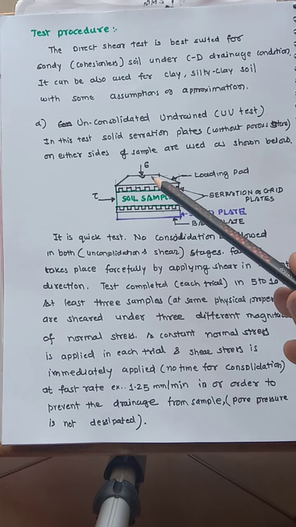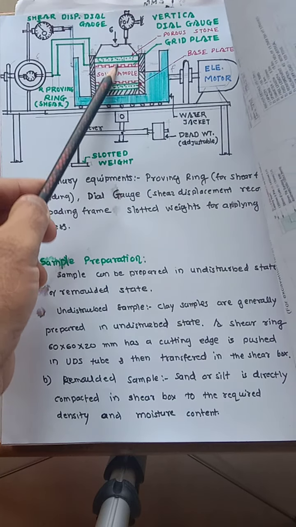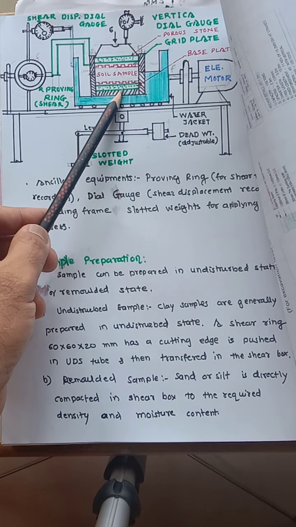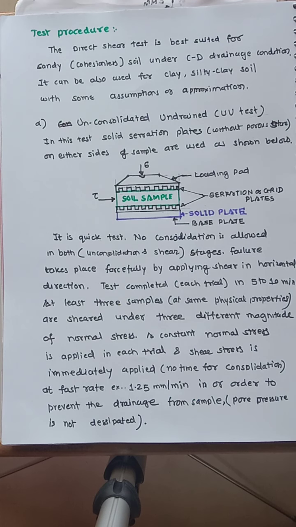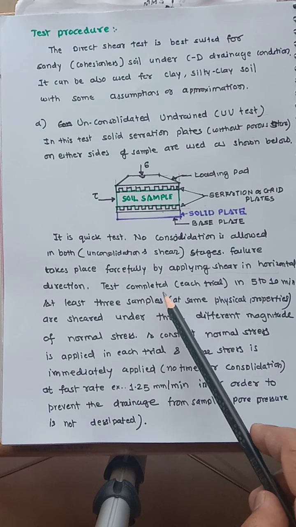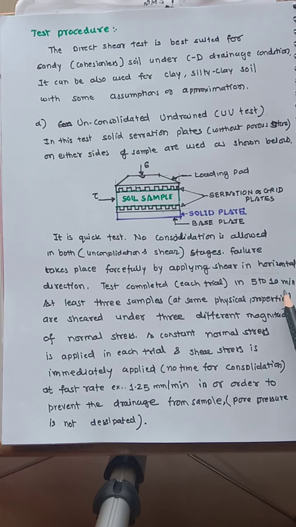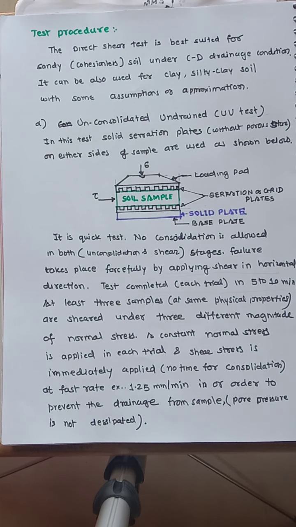Now first the normal stress is applied with the help of slotted weights placed here. As soon as it is applied, the shear starts, because no time is allowed for consolidation, because it is an undrained test, okay. So the test should be completed in 5 to 10 minutes, and at least 3 such samples with the same moisture content, same void ratio, unit weight are placed in the box. Separate, fresh samples, okay. And the normal stress applied is different.